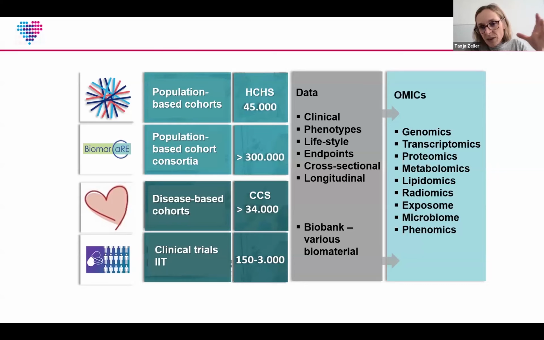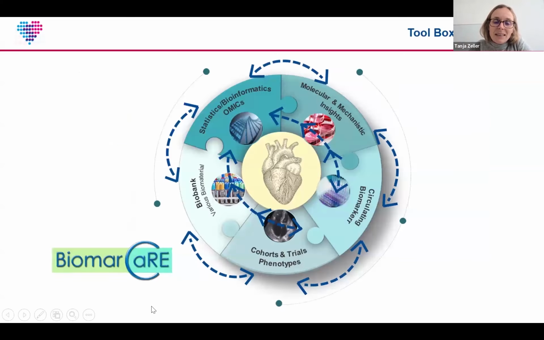And from each of the individual cohorts and subjects, we have a data bank of the clinical phenotype data, lifestyle, endpoints, because most of them have already been followed up. And we can perform cross-sectional and longitudinal analysis. We have a large biobank. And with these data, then we go on, depending on the research questions, to the omics analysis. And as I said, this translational circle we have also tried to implement in the BiomarCaRE project.